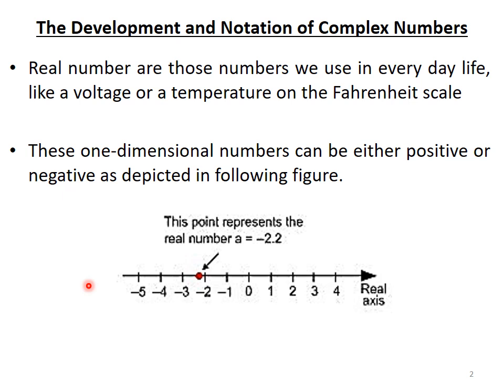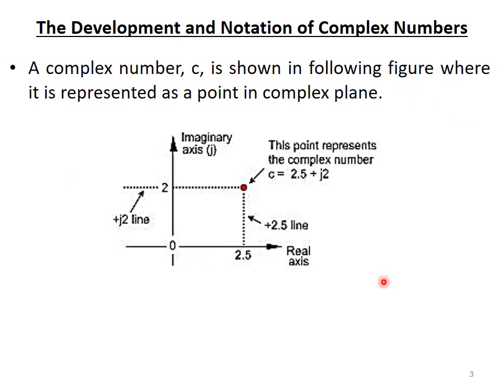Before discussing the concept of complex signals and complex frequency, let me spend a couple of slides on the concept of real and complex numbers. Real numbers are those numbers which you use in everyday life. For example, the voltage waveform in a half-wave rectifier that varies with time, the temperature throughout the day on a Fahrenheit scale, or the distance covered by a vehicle. These are all represented by real numbers, and they are one-dimensional quantities.